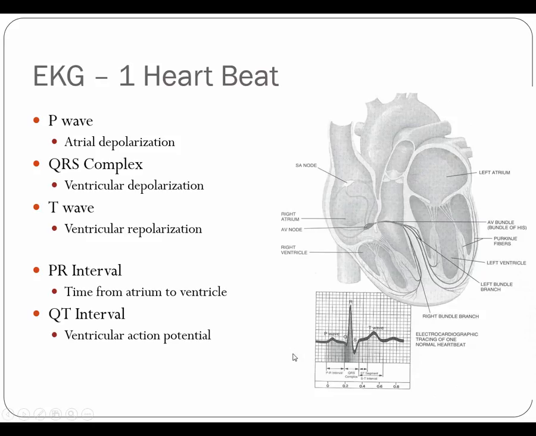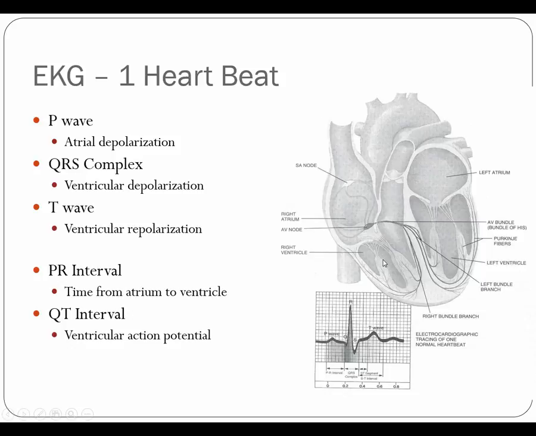This is a discussion about EKGs, what they look like, and how you can interpret these waves. The P wave is the atrial depolarization. QRS is the ventricle depolarization. So when the atrium contracts, that's P. When the ventricles contract, that's QRS.